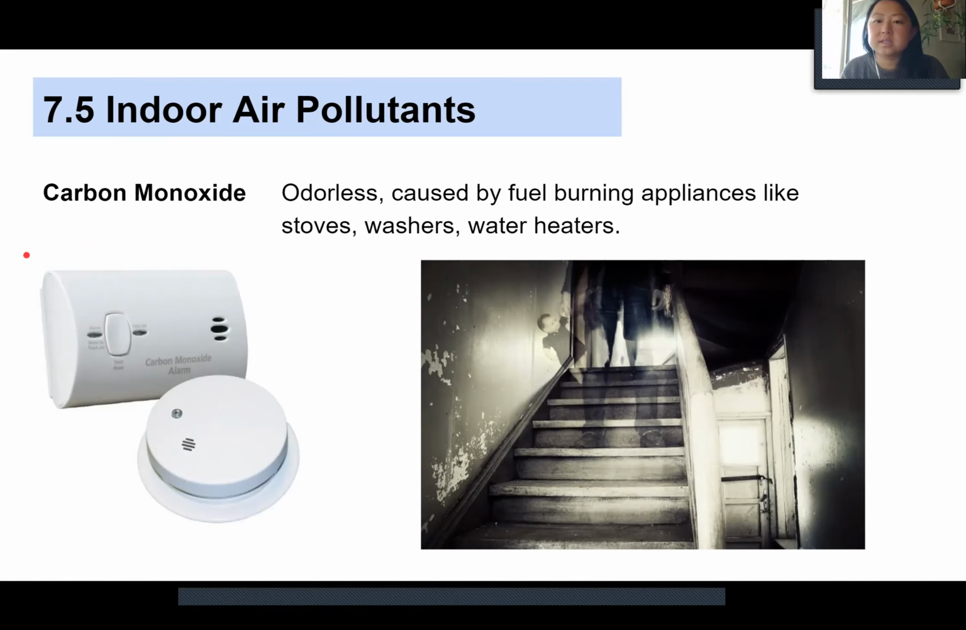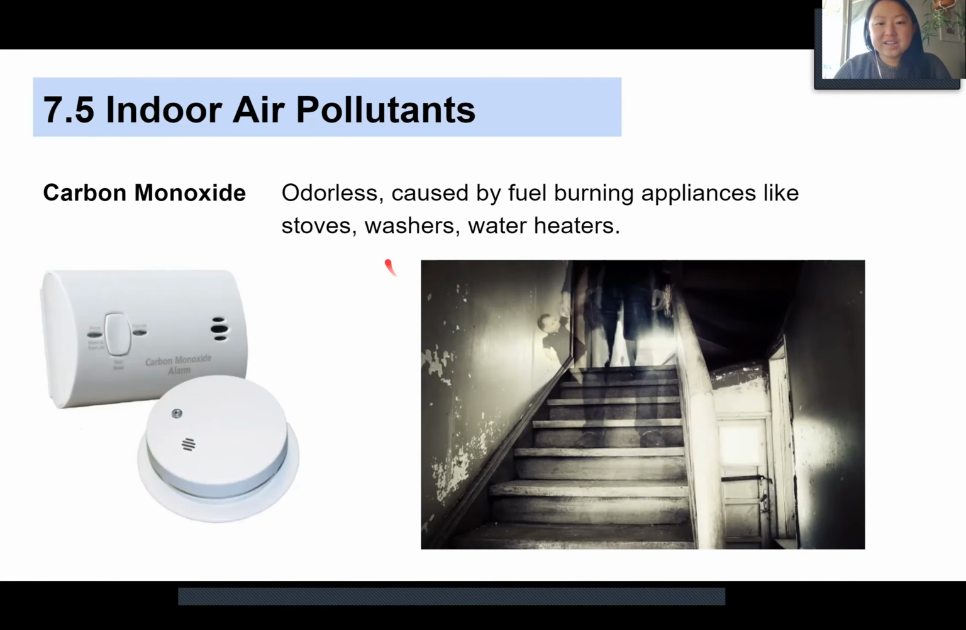It's odorless, and it's caused by fuel burning appliances like stoves, washers, and water heaters. So if there's something wrong with one of your appliances or something that burns fuel, then it can cause a carbon monoxide leak, which is deadly in high doses.